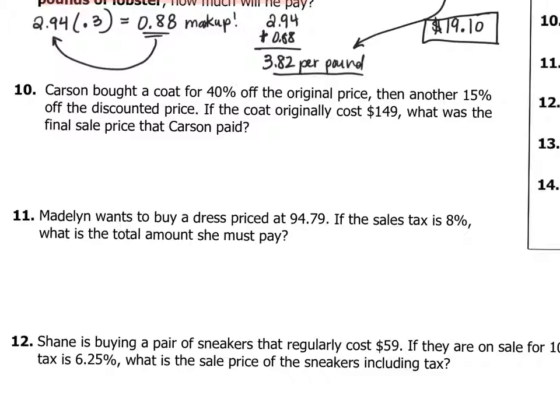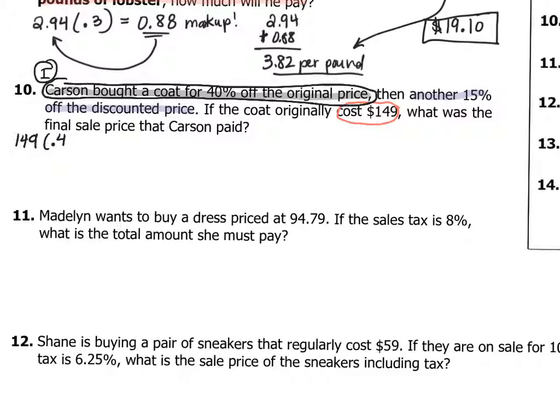For number 10, let's read to understand how many steps we have to go through here. Carson bought a coat for 40% off the original price. Then it was another 15% off the discounted price. If the coat originally cost $149, what was the final sale? All right. So first, we have to figure out 40% off of the original price. That's step 1. So let's take that price of $149 and multiply it by 0.4 to figure out what 40% of it is. So 149 times 0.4 gives me 59.6 off.